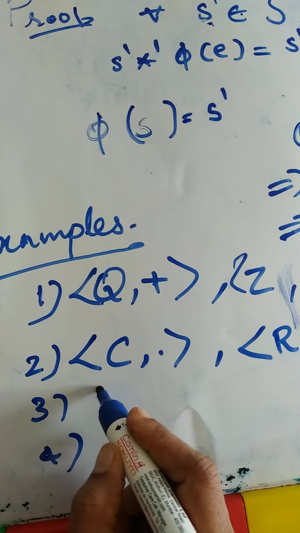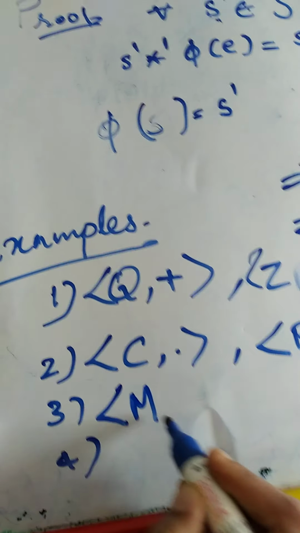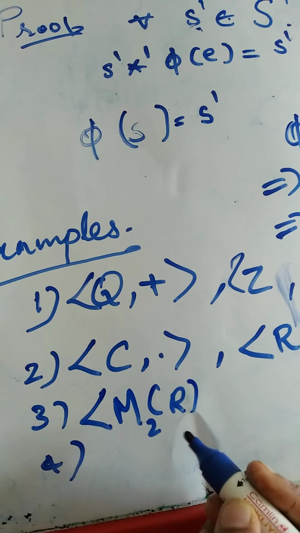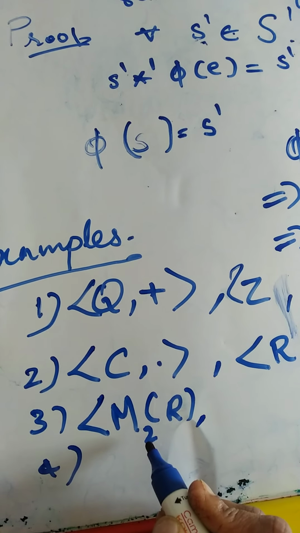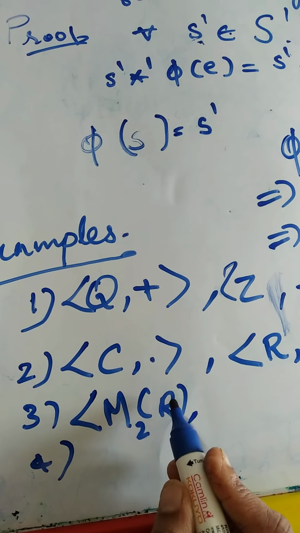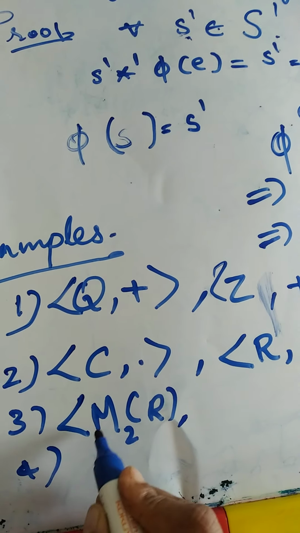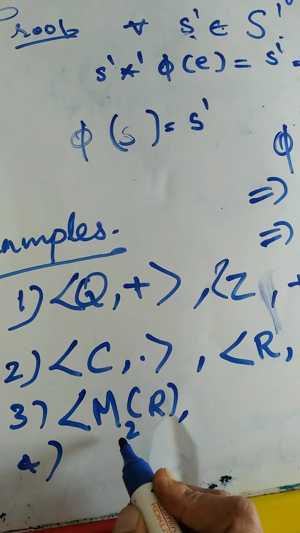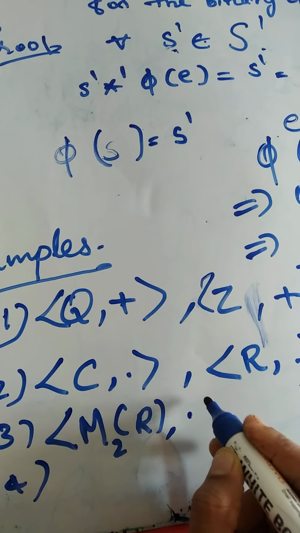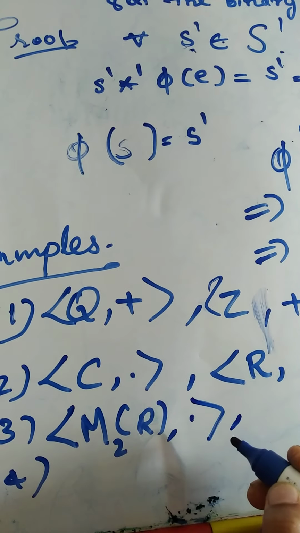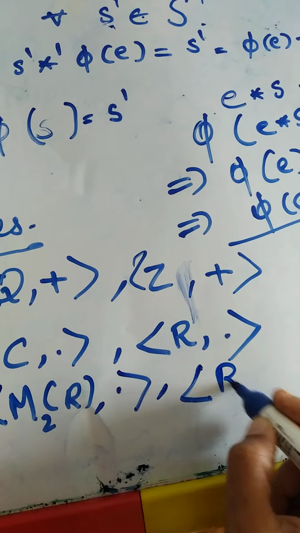Next one, I think you are familiar with this notation: M2 of R. What is meant by M2 of R? M2 of R means the set of all 2 by 2 matrices with real entries, entries from the set of real numbers. So M2 of R with respect to multiplication, and R dot. You just take this algebraic structure R dot.